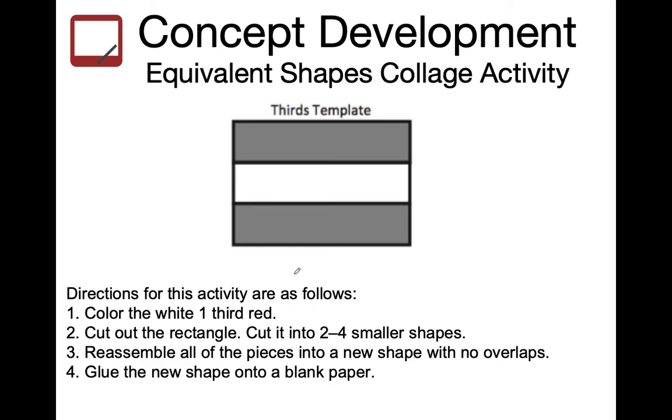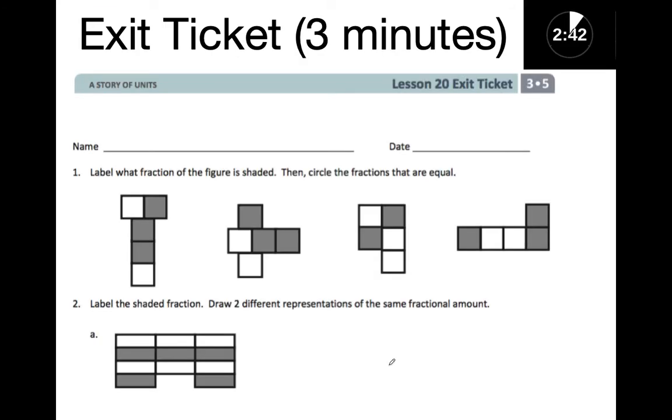They're asking you to make it into a different shape, okay? 2 to 4 smaller shapes. We're going to cut all this out. So what it's going to look like is something like this. You would have cut out, making them into smaller squares, okay?